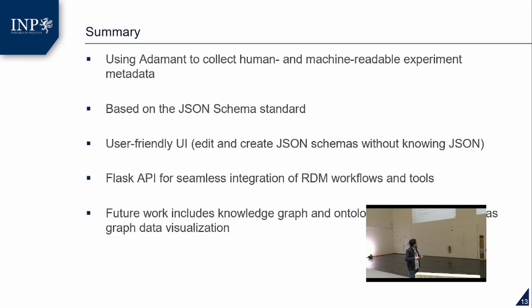And yeah, just to summarize, so we use Adamant to get human and machine readable experiment metadata based on these JSON schemas. We can use Flask API to connect to different RDM workflows. And I just said this feature works, that I don't have to repeat it again.